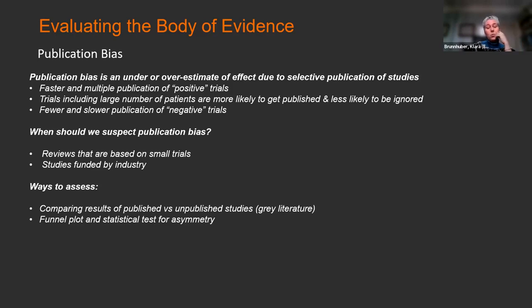Or indeed, there's also a problem where you conduct a systematic review with only very, very small trials that in themselves don't constitute much evidence at all. So one way to assess this is to check whether you find any unpublished studies, the so-called grey literature, and compare the study results between published versus unpublished studies. And then also there are statistical tests such as the funnel plot and other statistical tests for asymmetry, to identify a lack of publication that has led to publication bias.